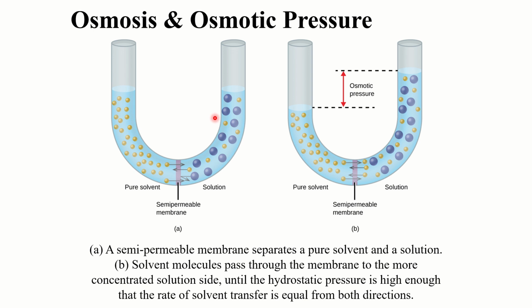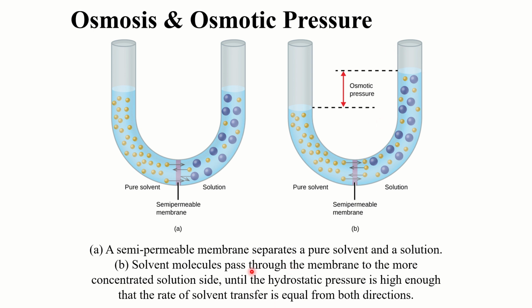This will continue until the hydrostatic pressure is high enough that the rate of solvent transfer is equal from both directions, right? So in theory, if this was a horizontal tube where gravity wasn't a factor, the solvent would make its way from the left to the right until the concentration on both sides was equal. But we're looking at a U-shaped tube here where gravity is in effect, right? Only so much solvent can go through before the pressure from this solution pushing against the membrane is going to become too great.